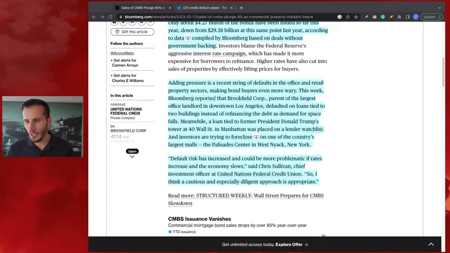So let's continue reading here. Adding pressures is a recent string of defaults in the retail and property sectors, making bond buyers even more wary. This week, Bloomberg reported that Brookfield Corp, parent of the largest office landlord in downtown Los Angeles, defaulted on loans tied to two buildings instead of refinancing the debt as demand for space falls.